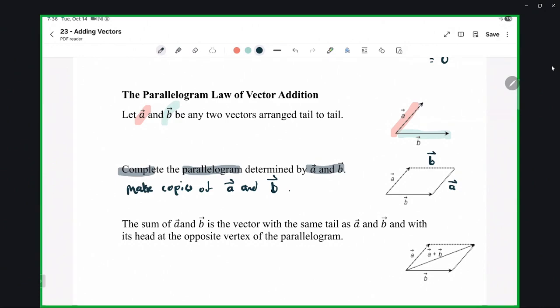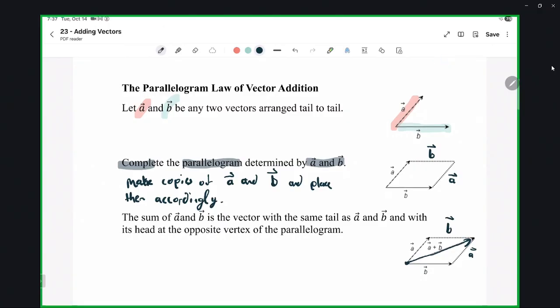The sum of A and B is the vector with the same tail as A and B, and with its head at the opposite vertex of the parallelogram. Meaning that when we complete the parallelogram, we want to start at the tail of A and B and end at the head. So this was the intuition we ascribed earlier with respect to the rectangular prism, and place them accordingly, which you can see from our diagram.